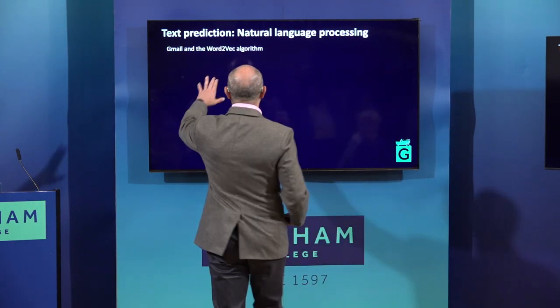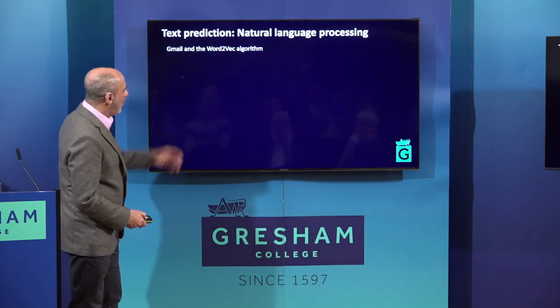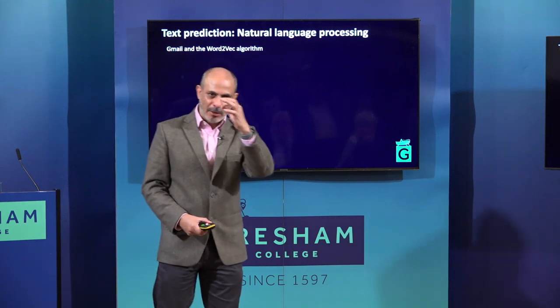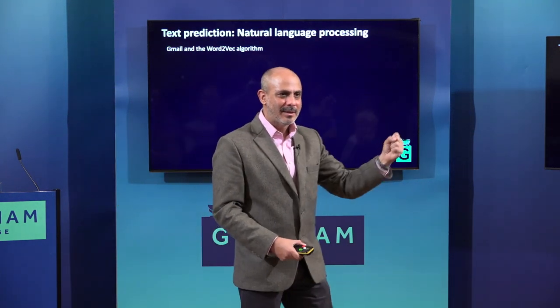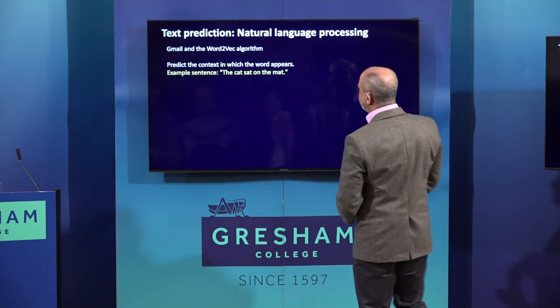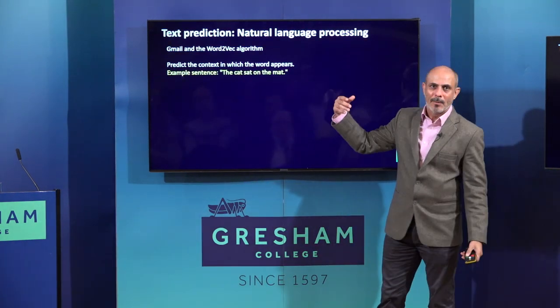Okay, but let's come back in here. Word2Vec. How does that work? What does vec mean here? Short for vector. So it's a bunch of numbers. You're converting text into numbers. Okay, so let's take a sentence. The cat sat on the mat, right?